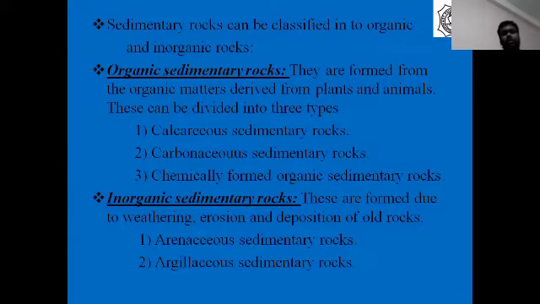Organic sedimentary rocks are formed from organic matter derived from plants and animals. This organic sedimentary rock can be divided into three types: calcareous sedimentary rock, carbonaceous sedimentary rock, and chemically formed organic sedimentary rocks. First of all, let us see calcareous sedimentary rock.